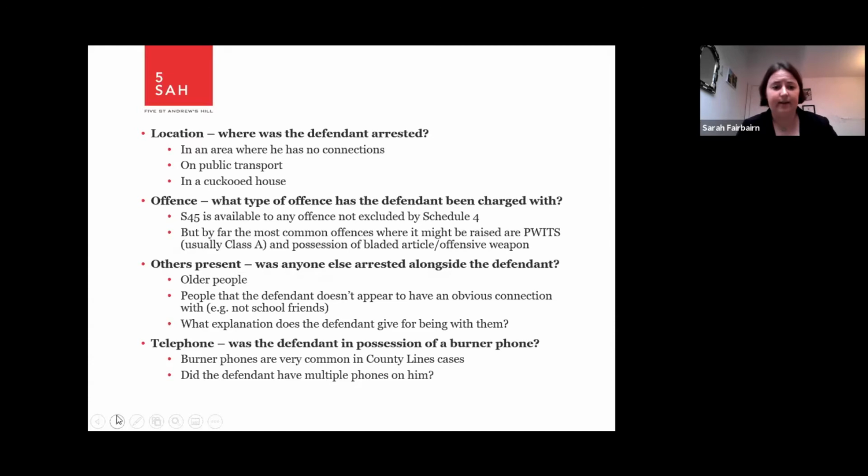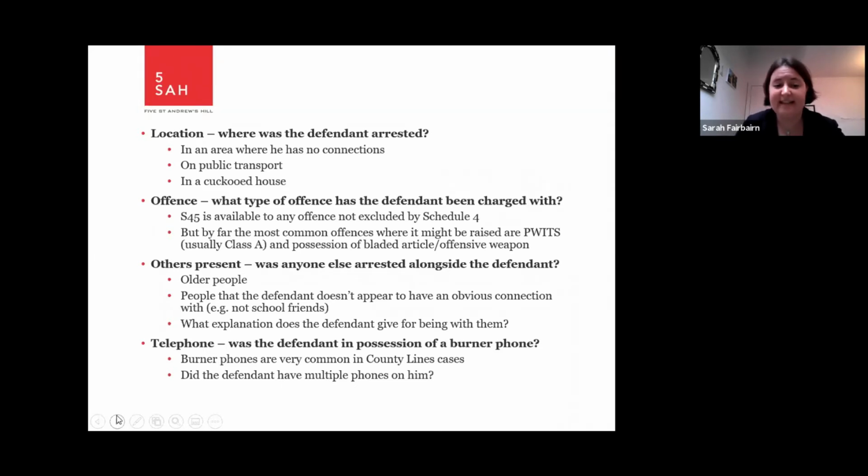The second O, others present. Was anyone else arrested alongside the defendant? If they were, who were they? Are they people older than the defendant? Are they people where your client doesn't really appear to have any obvious connection to them, any obvious reason to be with them? If so, that can be a warning sign that this is a county lines case. And what explanation does your defendant give for being with them?